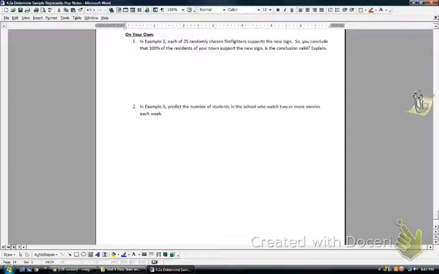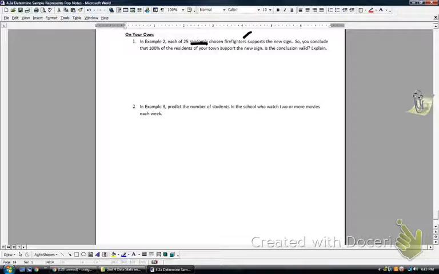All right, hopefully you've done the on your own. It says in example 2, each of the 25 randomly chosen firefighters support the new sign. So you conclude that 100% of the residents of your town support the new sign. Is this conclusion valid? Okay, so even though it says randomly, they are still randomly choosing firefighters.